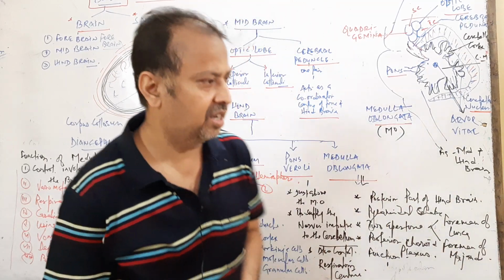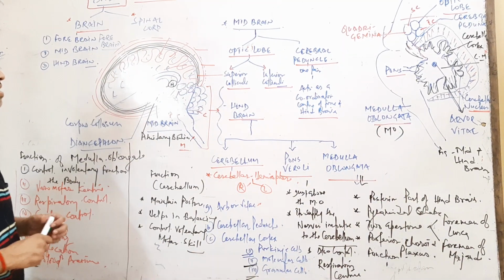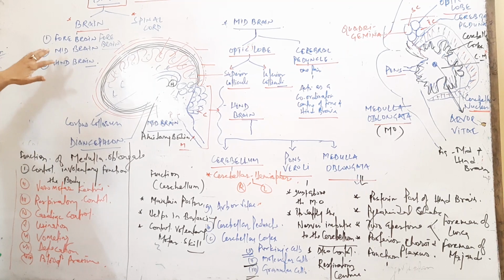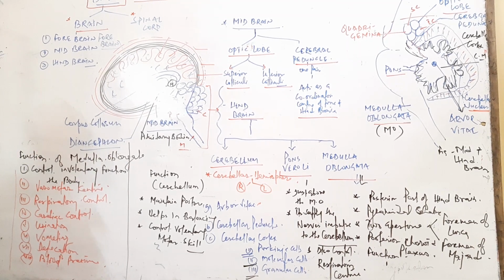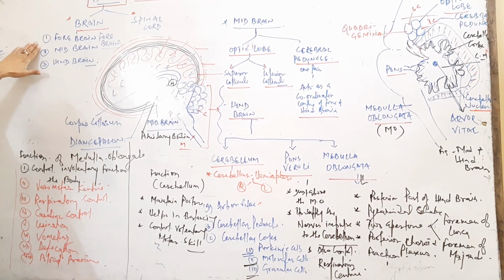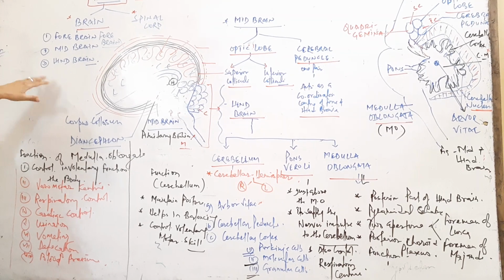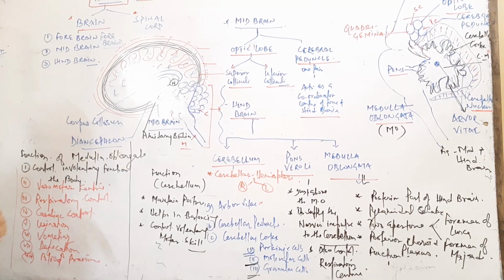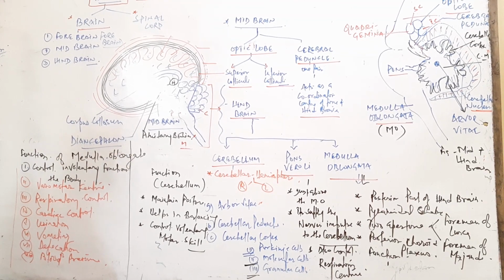Hello friends. Now we are going to start the central nervous system. We have already discussed the brain. So first, the brain is differentiated into three parts: forebrain, midbrain, and hindbrain. We already discussed the forebrain. The forebrain structure has the olfactory lobes, the cerebrum, which is the largest part, and the diencephalon.